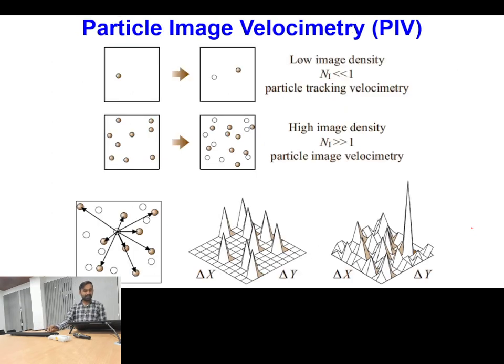Then this is the typical measurement strategy. In the first case you can see low image density, and in the second case you have high image density. Here you can see that, say, if these open circle particles are the previous location and filled particles are the new location, then each particle has many possibilities to move. Depending upon these possibilities, the one with which you get the highest peak will be considered as the new particle location if you are using particle tracking velocimetry. Okay.